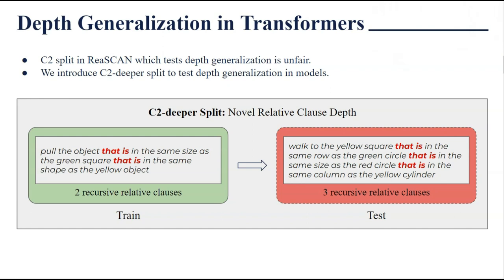Here, during training, the model is shown commands with two recursive relative clauses, essentially commands with a recursion depth of 2, while the testing split evaluates the model on commands with a recursion depth of 3.